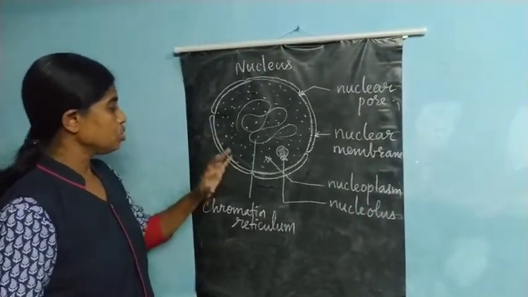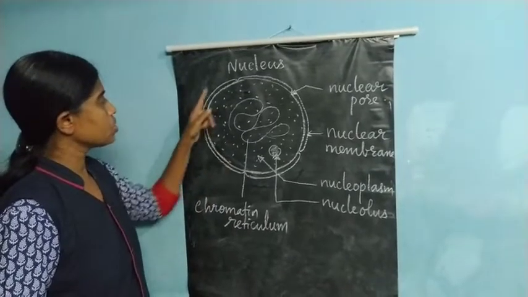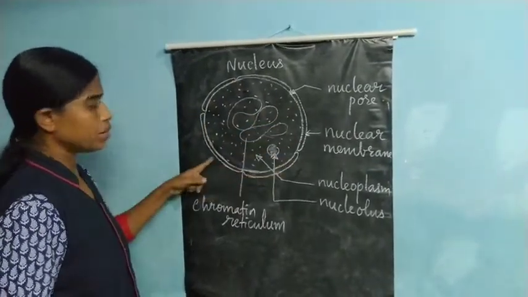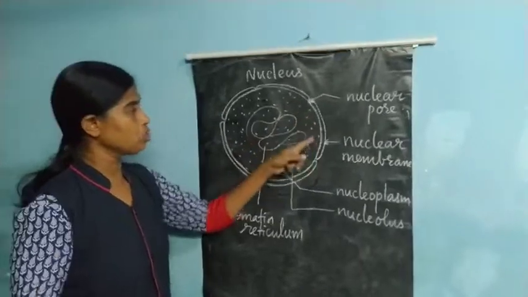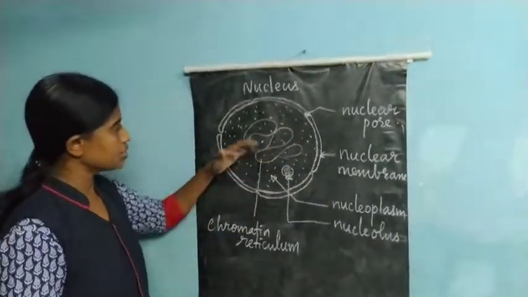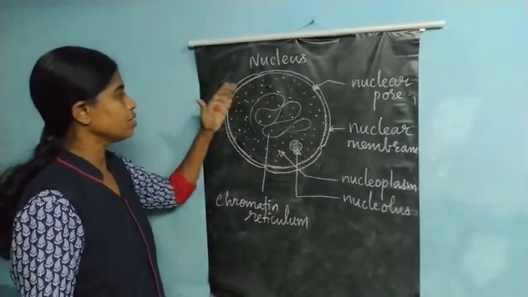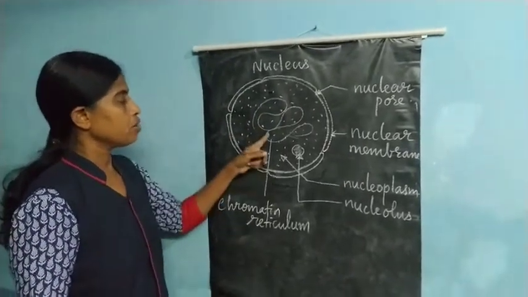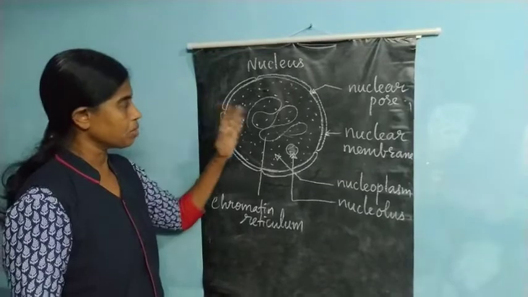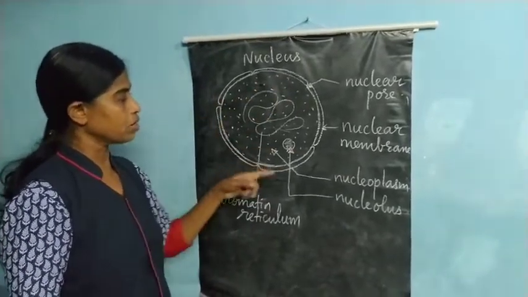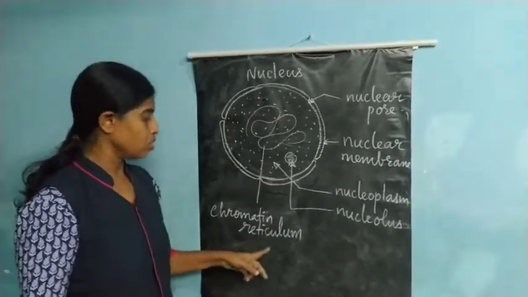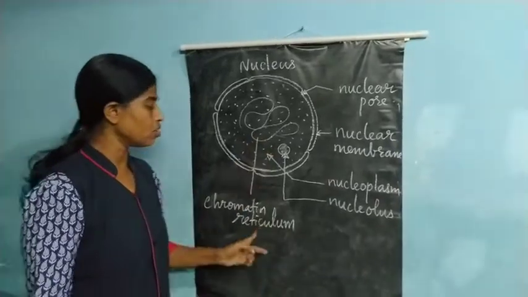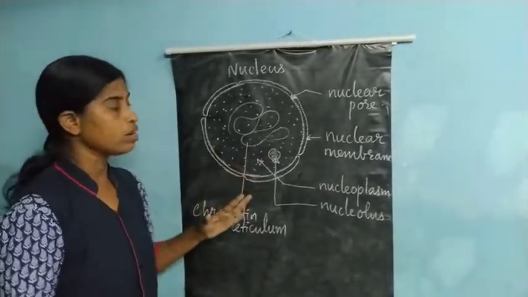Now you must know what is the role of this nuclear membrane. Nuclear membrane is a boundary which separates the nuclear material, called chromatin reticulum, from the cytoplasm. Okay, it separates. So what is chromatin reticulum? Chromatin reticulum is nothing but chromosomes, understand?